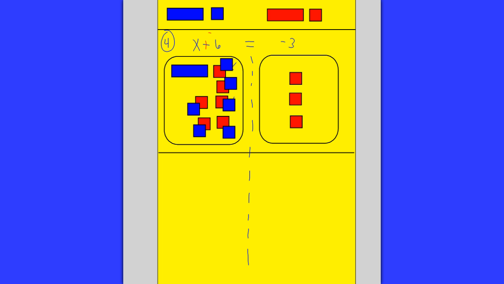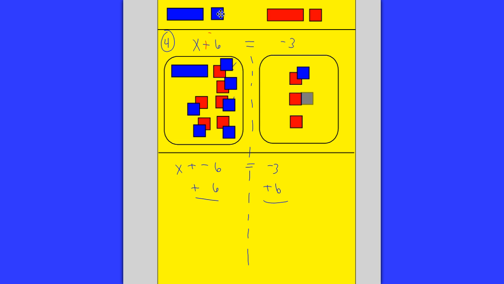So this is what we had. We had x plus negative 6 was equal to negative 3. What we just did here is we added 6 blues. Add 6, add 6. Okay. Oh, I forgot to do it to the right-hand side, though. Because I added 6 blues here, you have to keep it balanced. So I'm going to add 6 blues here.